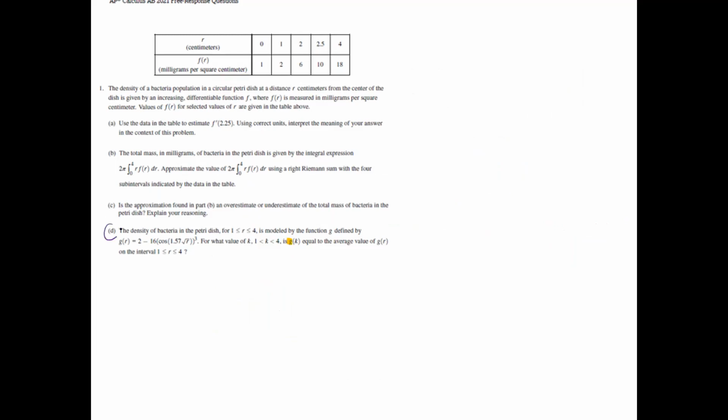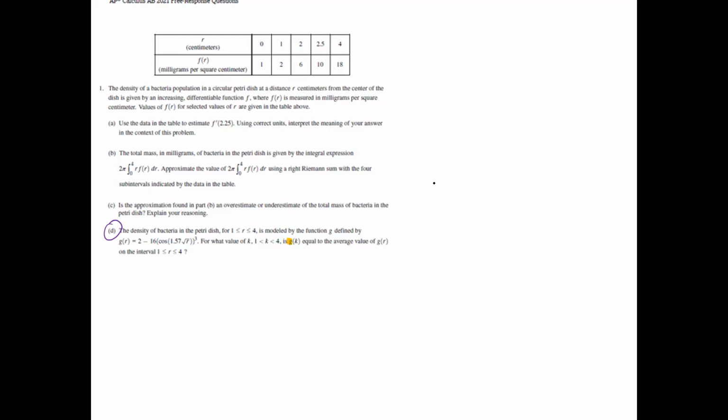All right, so for part D, it says the density of the bacteria in a petri dish for 1 to 4 is modeled by the function g defined by g of r equals 2 minus 16 cosine times 1.57 square root of r to the 3rd power. For what value of k that's between 1 and 4 is g of k equal to the average value of g of r on that interval?